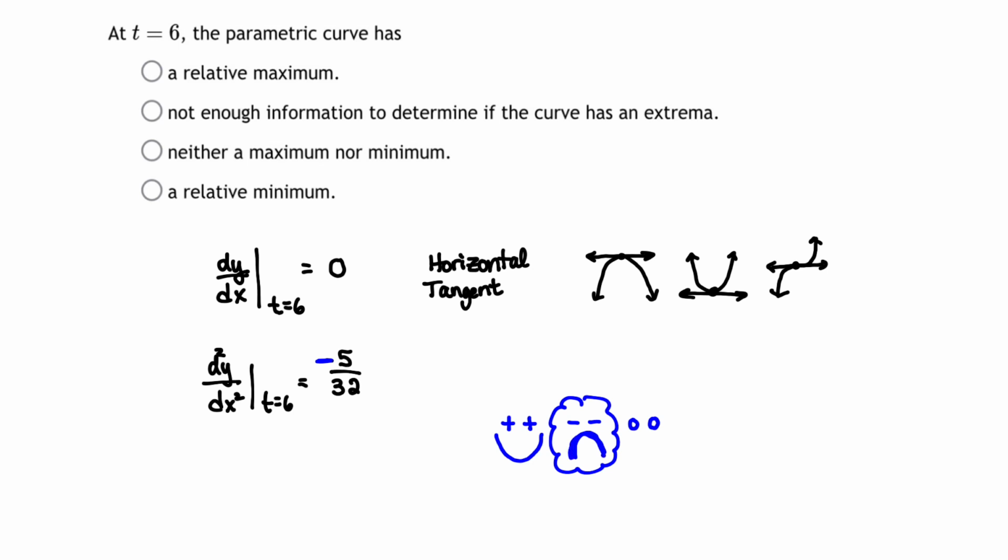When we combine that with the fact that we're concave down and there's a horizontal tangent when t equals 6, that puts us in the case where we have a relative maximum occurring at t equals 6. So we can bubble in the relative maximum at t equals 6 for the parametric curve. We could put this into decimals if we wanted to, the curve itself, and verify that we have our work correct. And then we're done with this problem. If you have any questions, don't hesitate to reach out.